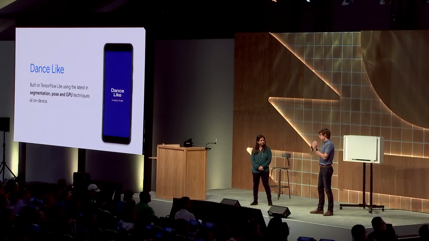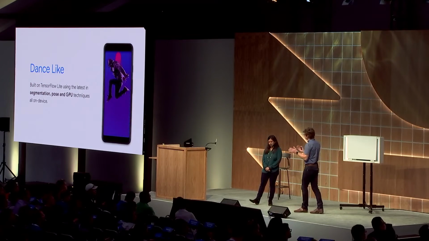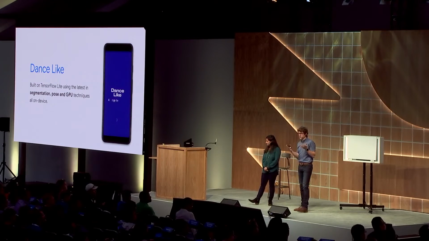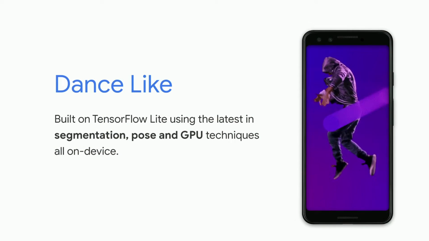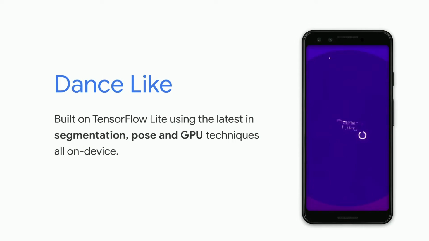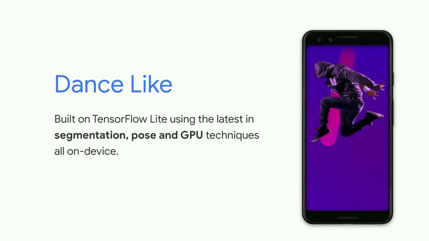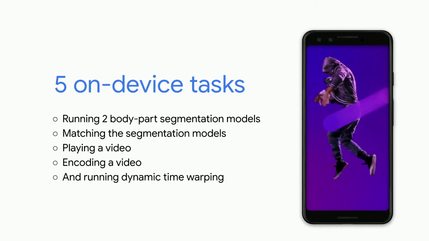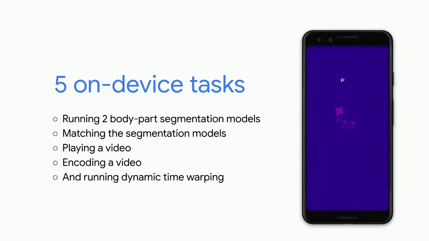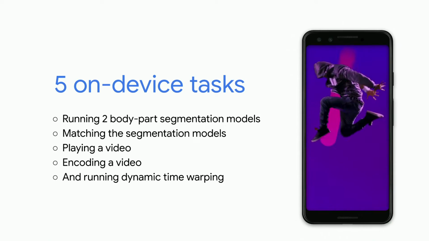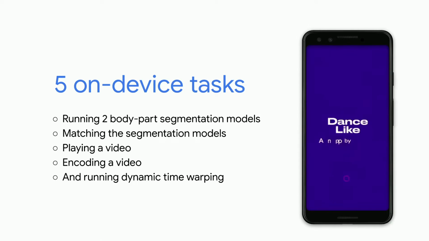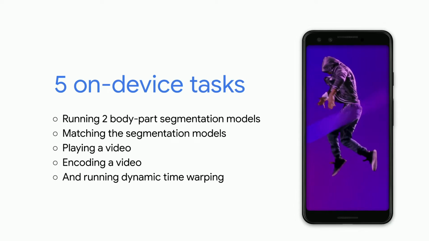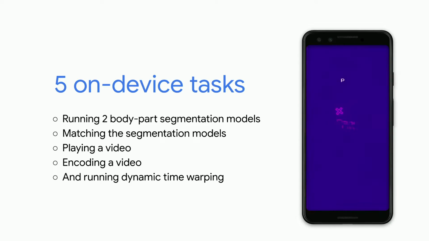All right, cool. So to build Dance Like, as I talked about yesterday, we built ourselves this audacious goal of running 5 on-device tasks in parallel, in real time, without sacrificing performance. And I want to walk you through what they were. So we're running 2 body part segmentation models. We're matching the segmentation models in real time. We're running dynamic time warping. We're playing a video and encoding a video. And let me emphasize this again. This is all running on device.